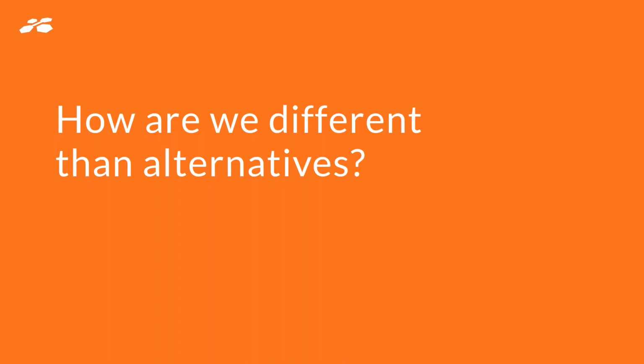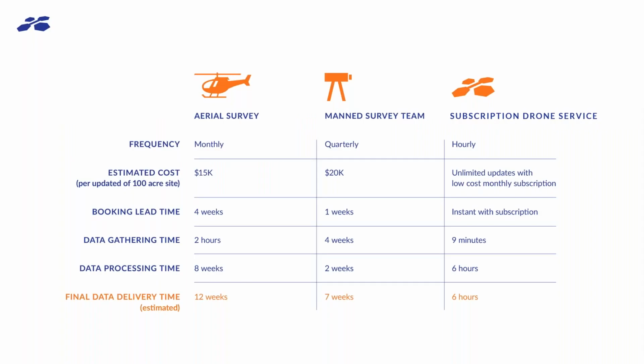So how are we different than alternatives? Well, option one, which is what many people do, is they just don't really track their site. I think we've already discussed some of the challenges with that, so I'll leave it at that. But there are other ways to collect job site data. You can get an aerial survey. Usually that's done at most once a month, more often once a quarter, once every 6 months.